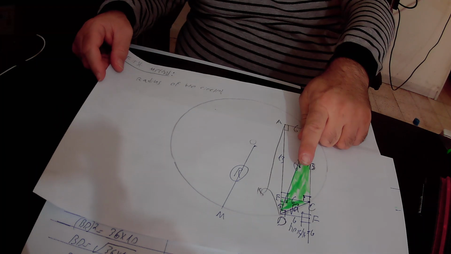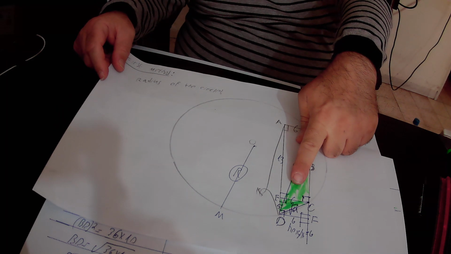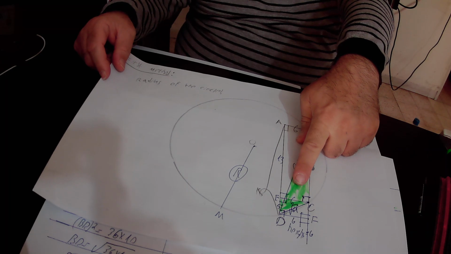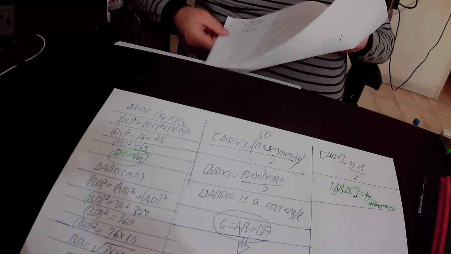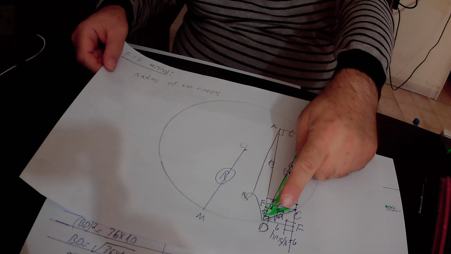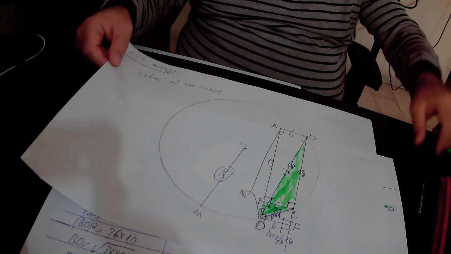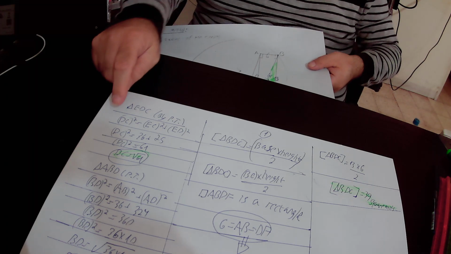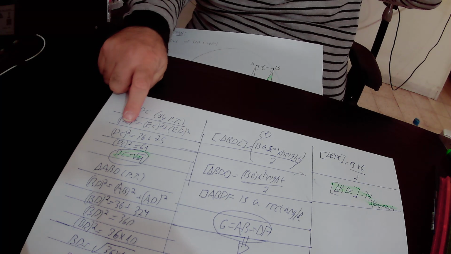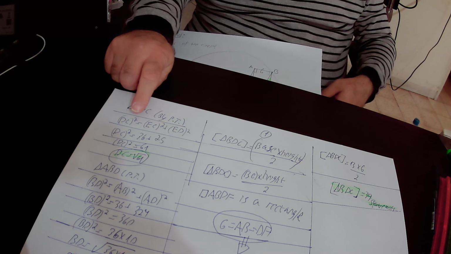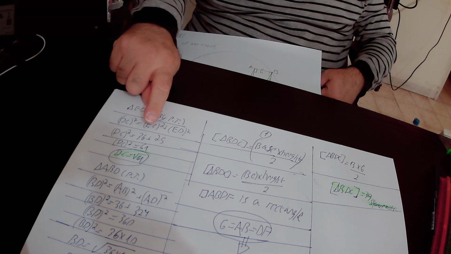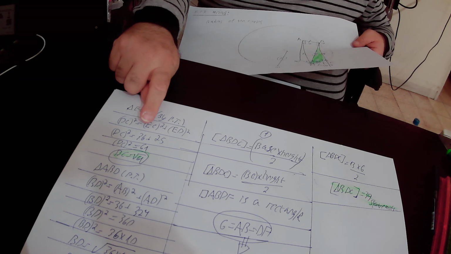So DC square equals EC square. EC equals 6, therefore EC square is 6 squared, that is 36. Plus ED square. ED is 5, therefore ED square is 5 squared, that is 25. In conclusion, we found out that DC square equals 36 plus 25. So 36 plus 25 is 61. So we found out that DC square equals 61.